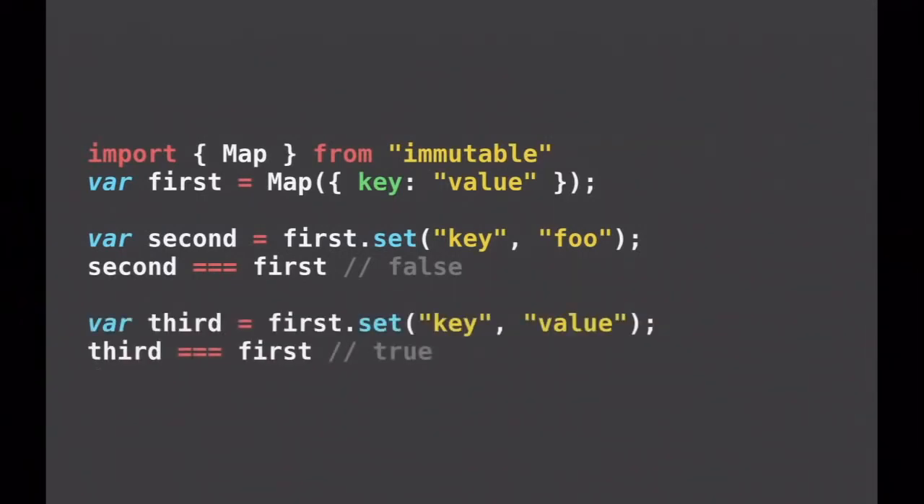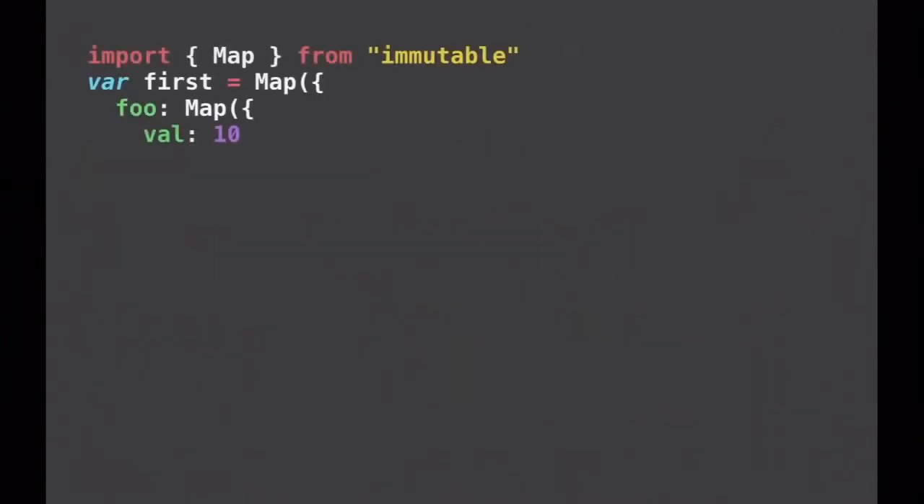OK, back to that first map, which didn't change. Right? I'm going to set key to value. It's going to figure out that it already was value. So it's going to no op. It's going to return itself. I compare them. It's true. Cool. Nothing changed. That's the whole demo.